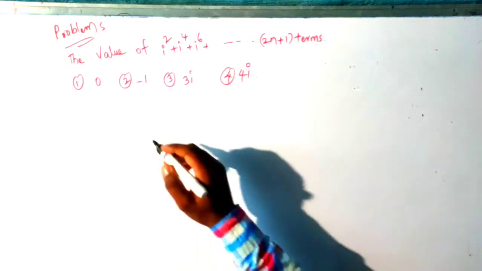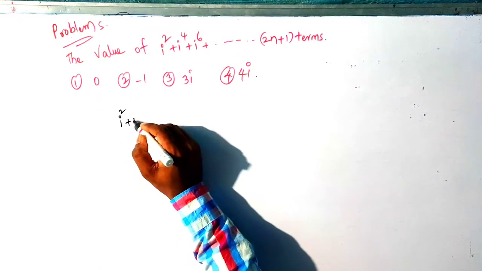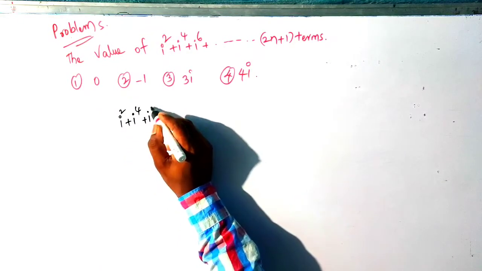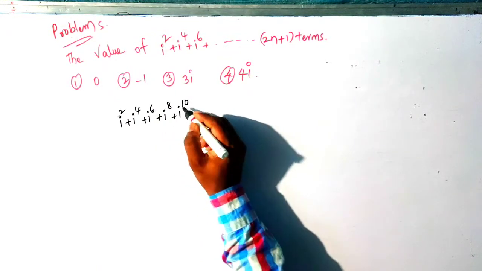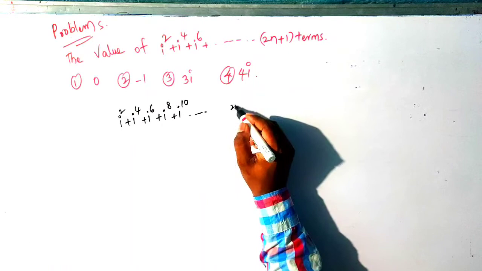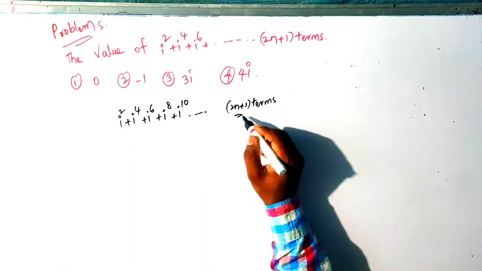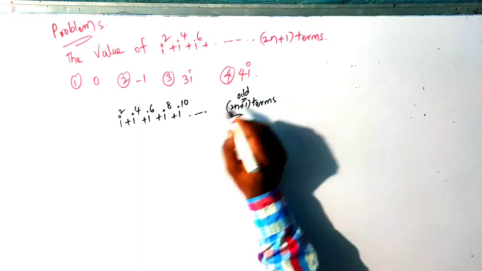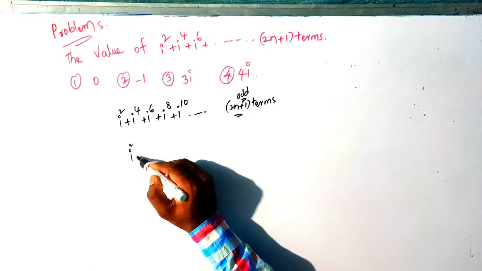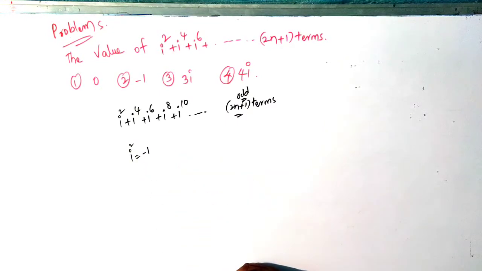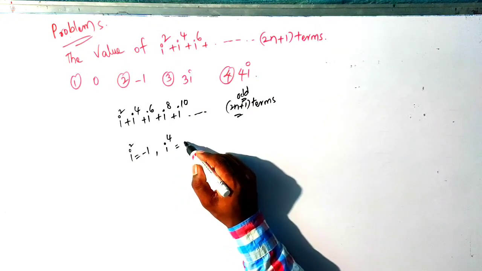So see here, first of all, i squared plus i to the power 4 plus i to the power 6, then after that i to the power 8, i to the power 10, and so on we write. How many terms are there? 2n plus 1 terms, and 2n plus 1 is nothing but an odd number. So an odd number of terms we take here. First of all, i squared is, as we know, minus 1. Clear? So i to the power 4 equals plus 1.